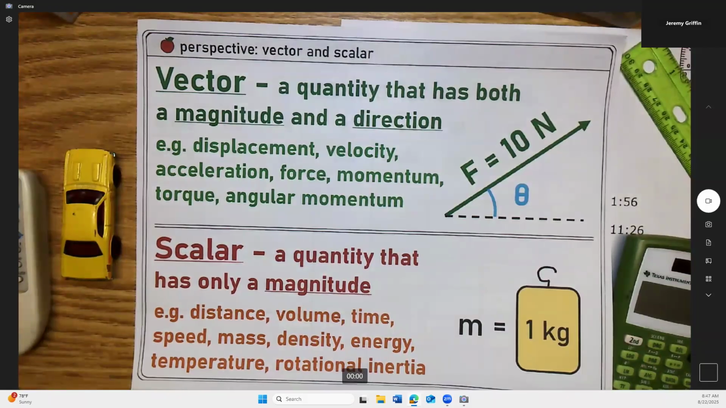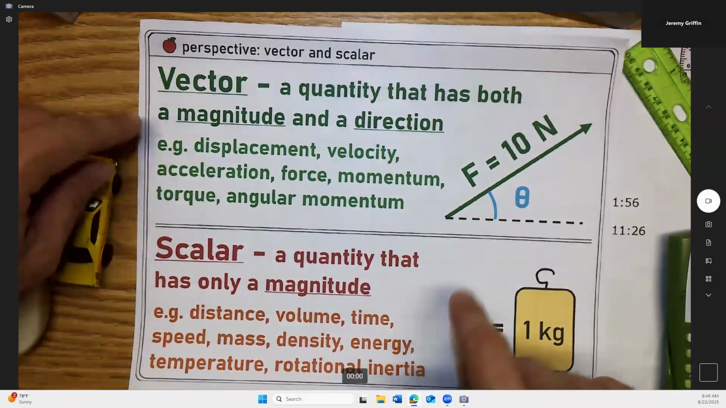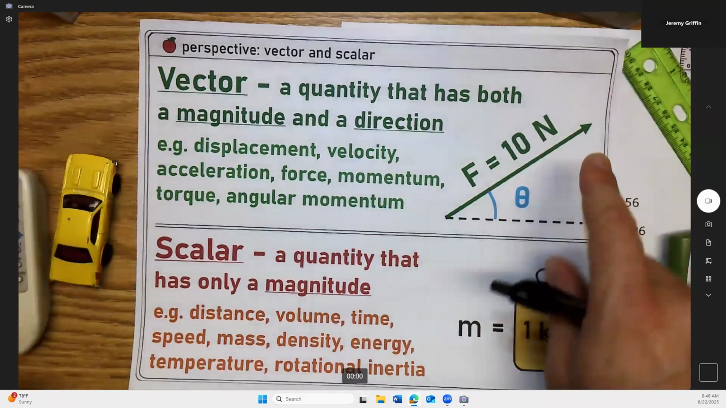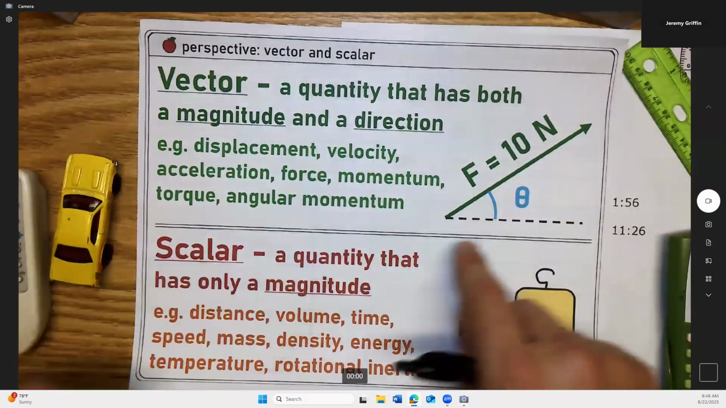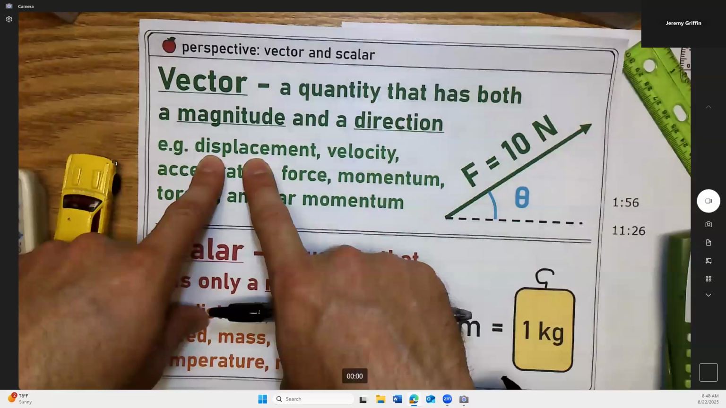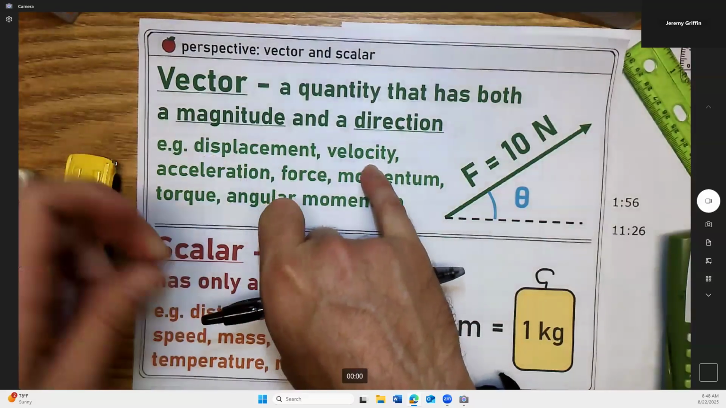There are two types of quantities in physics: vectors and scalars. A vector has a magnitude and a direction to it. For example, you could have a force of 10 newtons. Or how about any of these? A displacement can be a type of vector that can be in meters. Velocity, like the speed, can be in meters per second, or miles per hour for that matter.